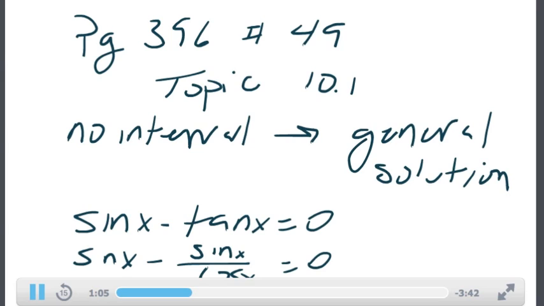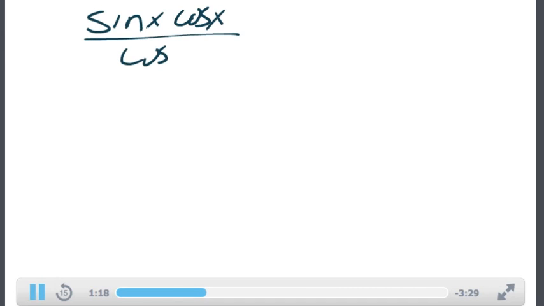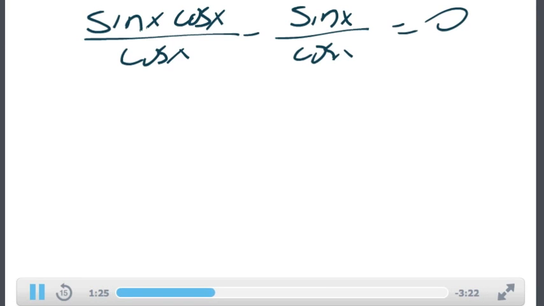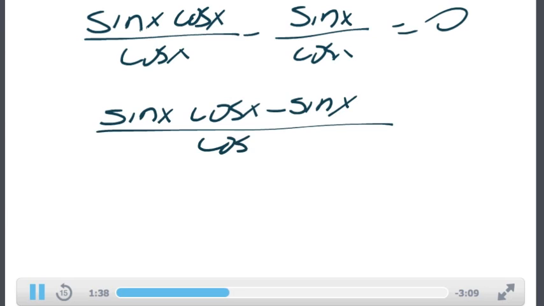And if we get a common denominator for the sine of x term, then we'll get sine of x cosine of x over cosine of x minus sine of x over cosine of x is equal to 0. And of course now we can combine the two parts, and we get sine of x cosine of x minus sine of x all over cosine of x is equal to 0.